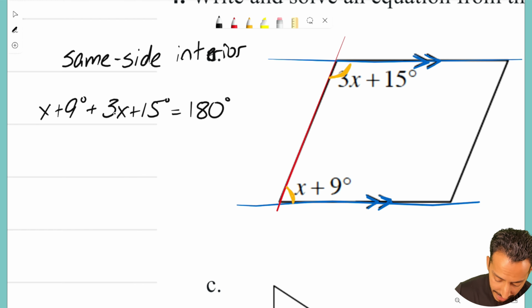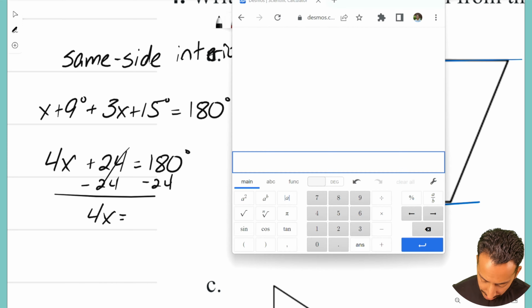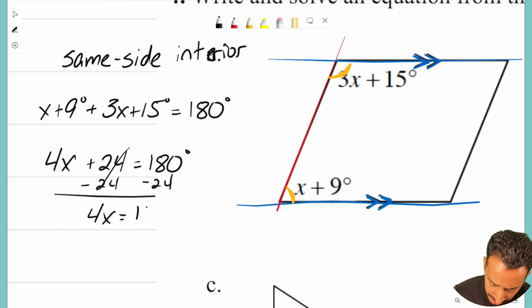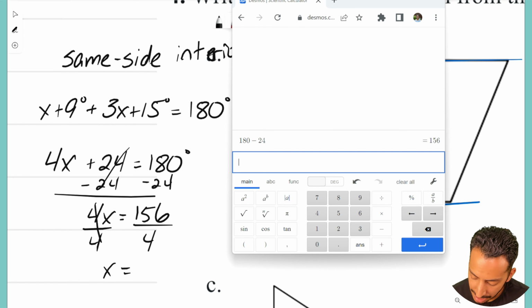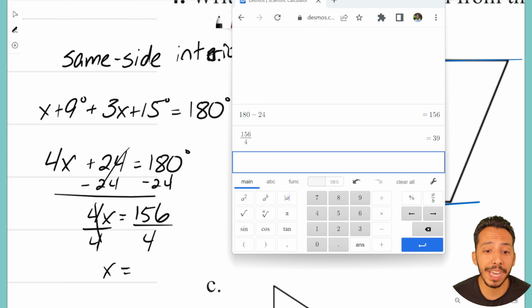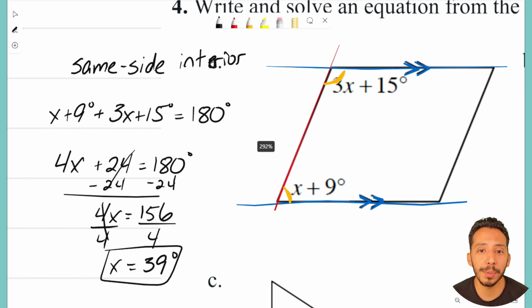Let's combine our x's. x plus 3x is going to make 4x, plus 9 plus 15 will make 24. 4x plus 24 equals 180. Let's subtract 24 from both sides. 4x is going to equal whatever 180 minus 24 is. Let's figure that out real quick. 156. I want to figure out what x is, so let's divide both sides by 4. Doing so, I find out that the missing variable x is going to be 156 divided by 4. x equals 39 degrees.